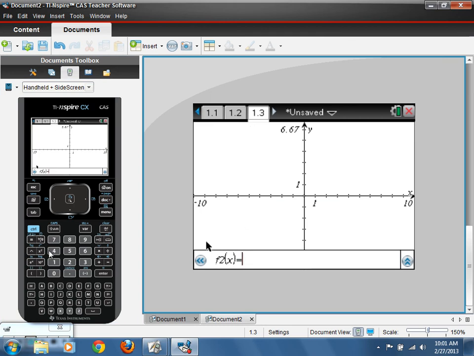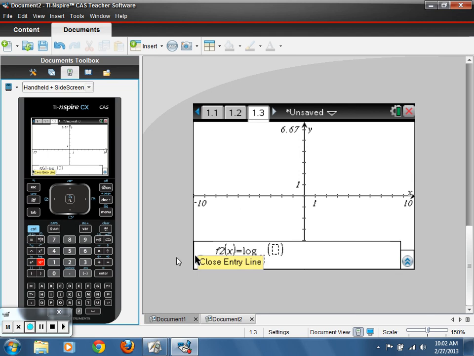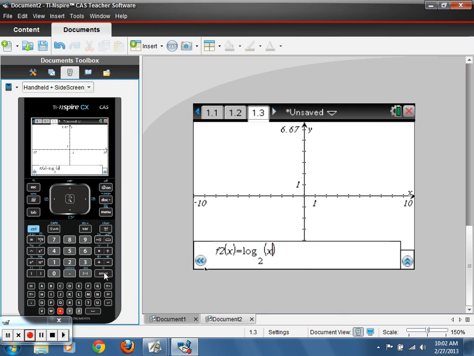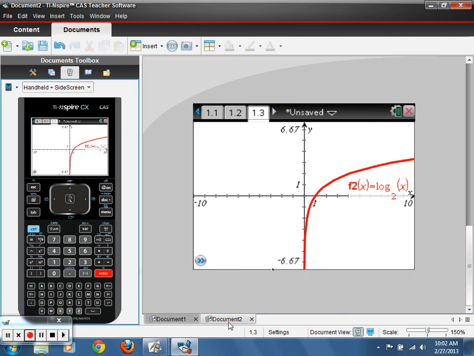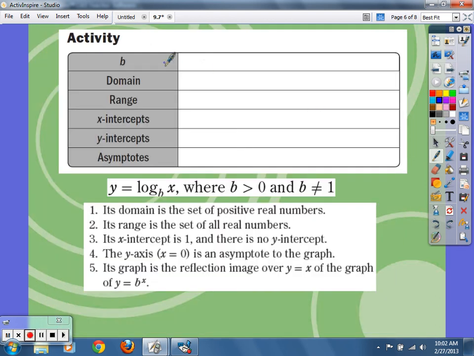Okay, where is log? There it is, log, and I'm able to put a different base in. So I'm going base 2 of x. Here's the graph right here. The activity kind of wants us to fill out this chart. What is the domain, range, and so on? So what was b? We picked b to be 2.